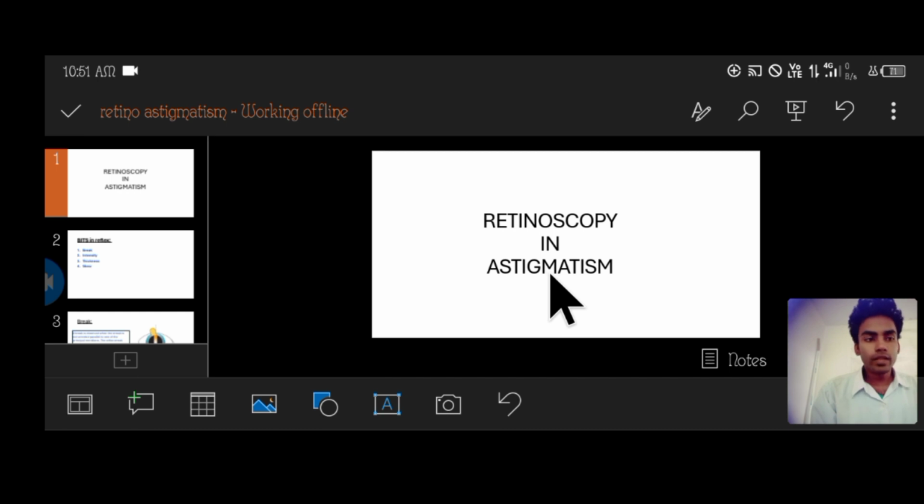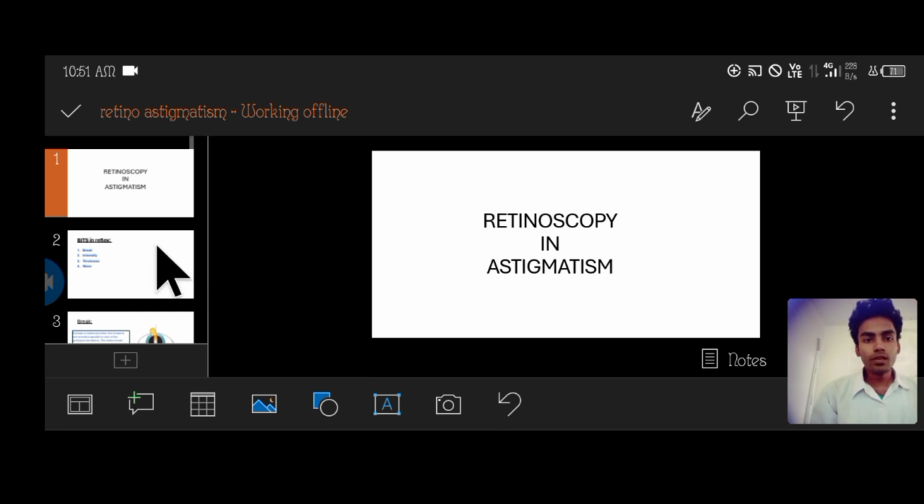I will discuss a very interesting and important topic: clinical refraction. In your examination, you may get a question like this: how do you find out a case of astigmatism with the help of a retinoscope, and if you do find an astigmatism case, how do you assess or select the final and correct axis of that cylindrical error with the help of a retinoscope? So today our topic is retinoscopy in astigmatism.